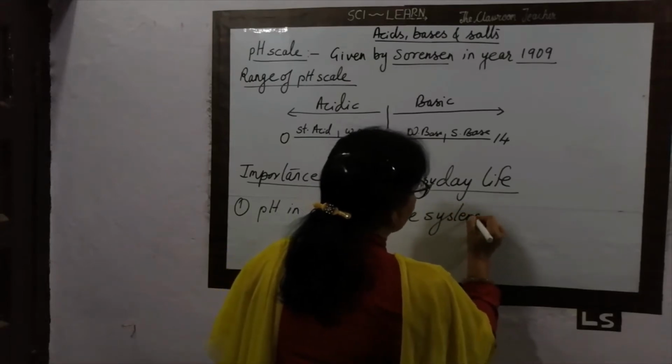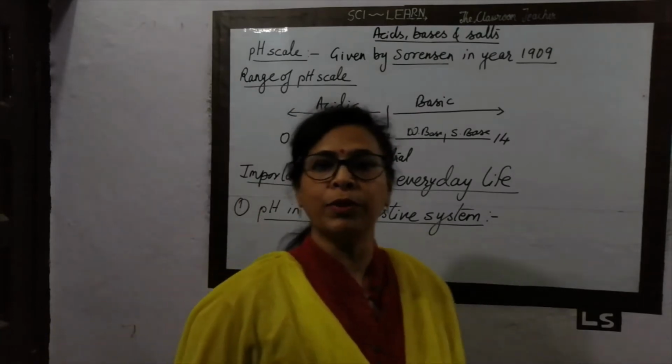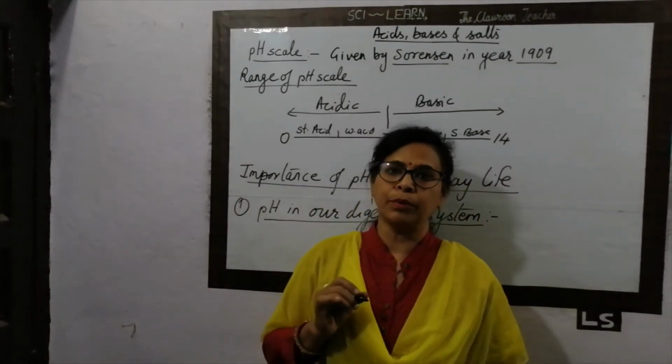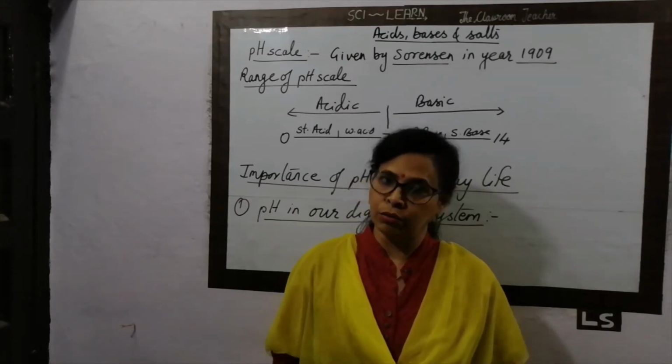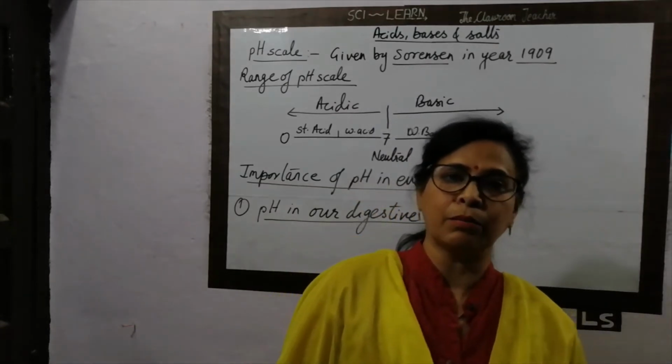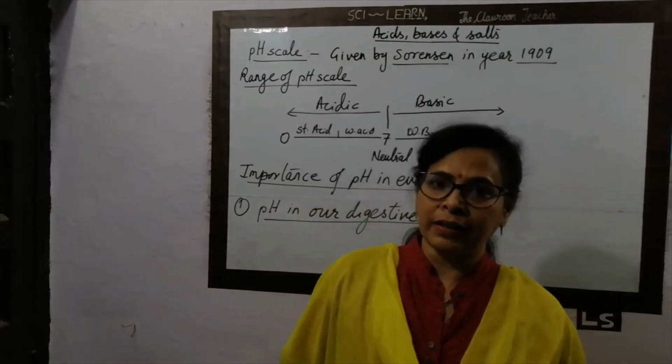You know very well what digestion is. Digestion is the process of breakdown of complex food into simpler food. You know very well the acidic effect in the stomach. Our stomach contains a little amount of acid that we call HCl. The bile makes it alkaline in nature.